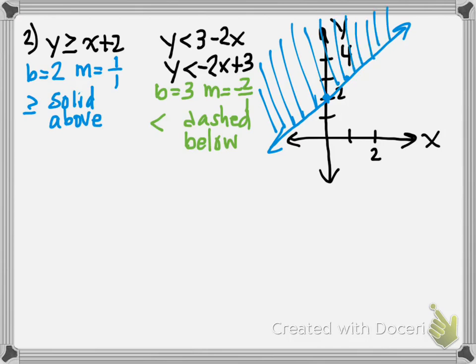Okay. The second equation with green, I'm going to go to where b is 3, the y-intercept. I'm going to go down 2 and to the right 1, so that takes me to the point 1, 1. And then I'm going to draw a dashed line through those 2 points. And I'm going to shade below.